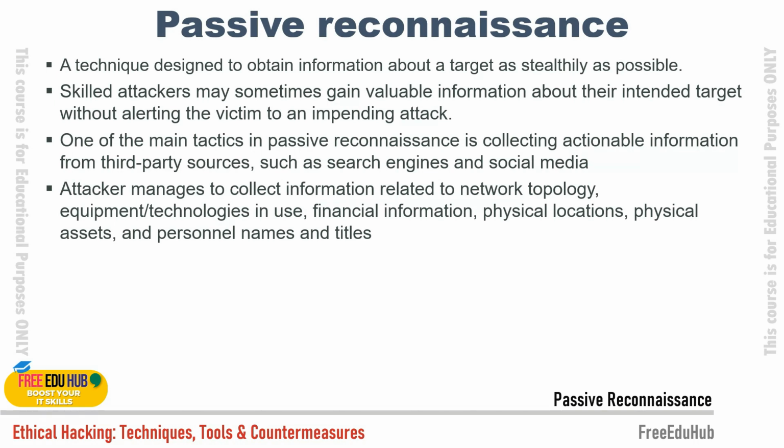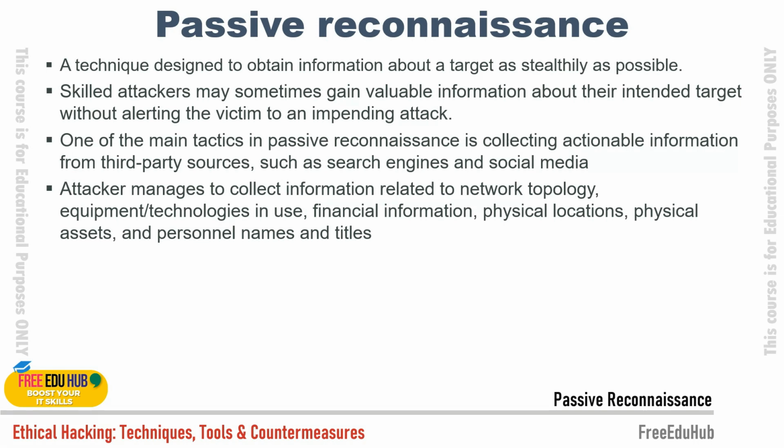One of the main tactics in passive reconnaissance is collecting actionable information from third-party sources such as search engines, social media, etc. So if an organization is posting certain things about their organization, or posting some job openings in the institution, these attackers will get that information, and then they'll try to find out what kind of technologies are actually used in that potential target, which they can attack later.